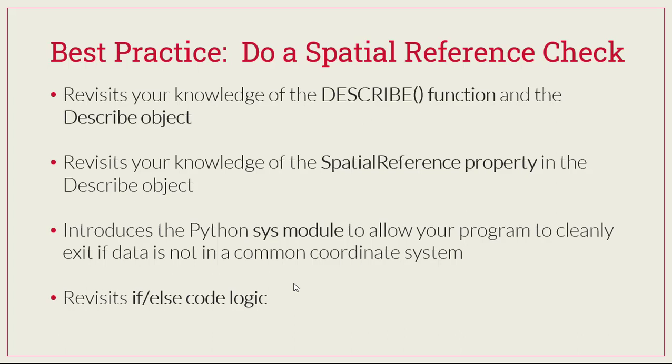And one of the things that's on the describe object, that description of your data, is the spatial reference. The spatial reference property holds all of the different pieces of our spatial reference or our coordinate system or our projection. Those three should be thought of as the same thing. This spatial reference check is also going to introduce us to a new Python module called the sys module. This module includes some logic in it that allows your program to cleanly exit if something doesn't meet a certain condition. So basically we're going to set up our scripts to exit and give the user some information about what's going on if our data is not all properly in the same coordinate system. And finally, this all is going to revisit your if then else code logic as well.